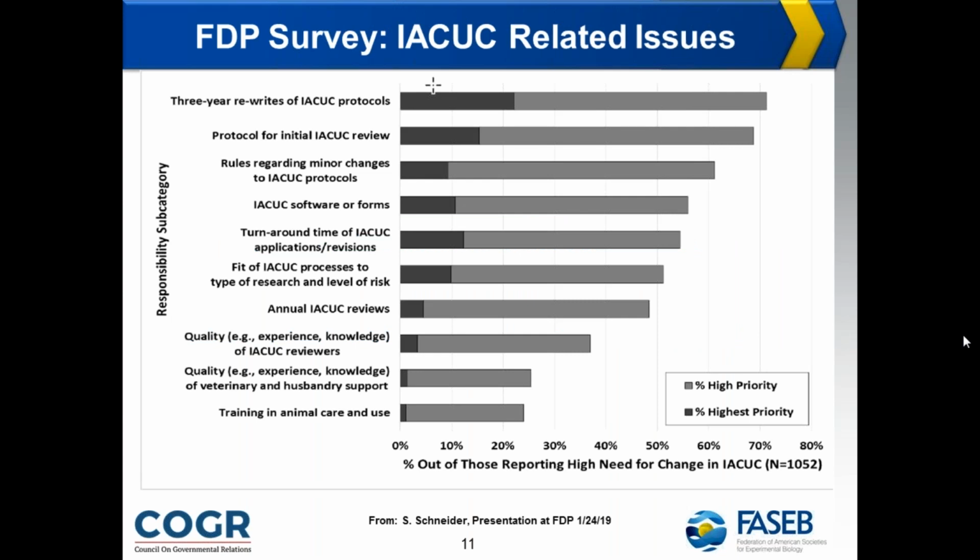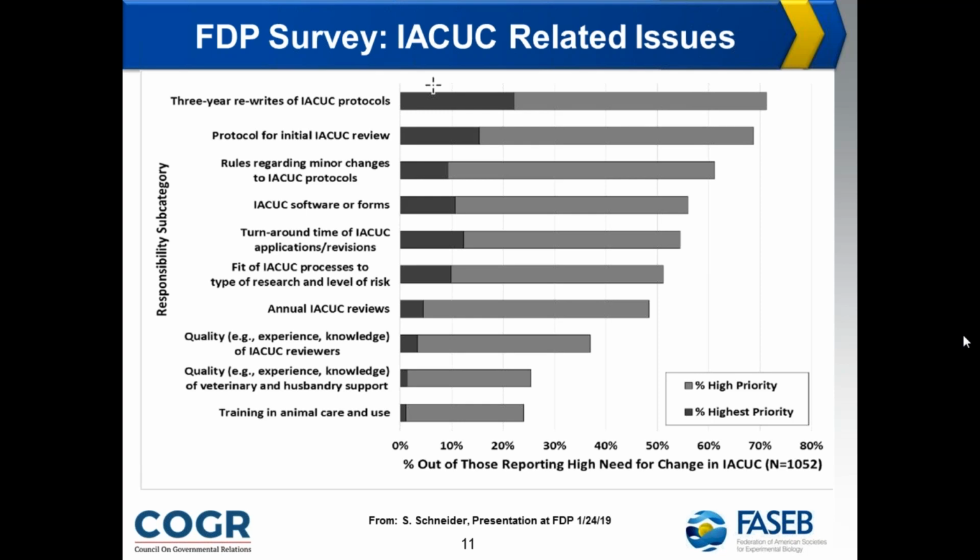So this is a slide again from the Federal Demonstration Partnership Survey, and it's a drill down of specific IACUC issues. And if you read the different titles on the bars, you see that the top 7 issues related to the IACUC had something to do with protocol review process, with the top issue being the 3-year rewrite of IACUC protocols. So, Galen, I'm not sure you've seen these data, but with these 7 lead issues revolving around protocol review, how's that strike you? What are your thoughts when you see that?